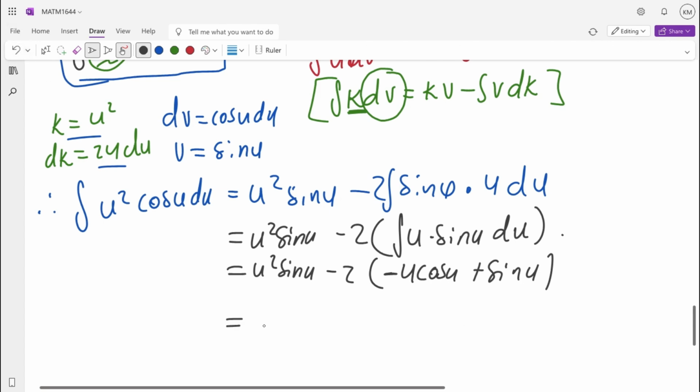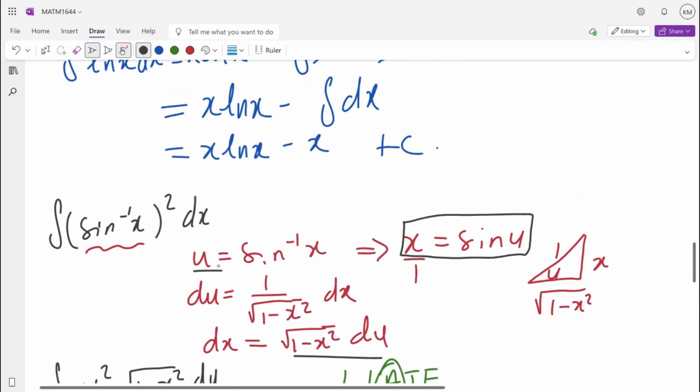Then now we have u square sine u minus and minus will be plus. So here we're gonna have plus 2u cos u, then minus 2 sine u. Okay, so now this is the answer that we get. Once we are here, we are at the last step. So you can say plus c. But then initially the problem that was given was in terms of x. Okay, remember that we are integrating x sine x squared dx.